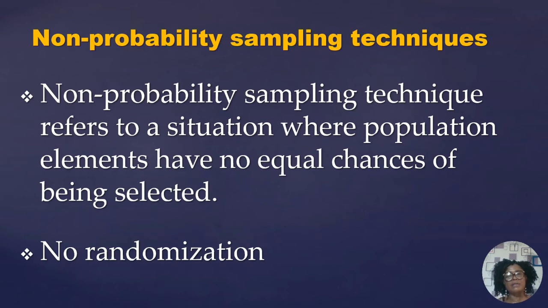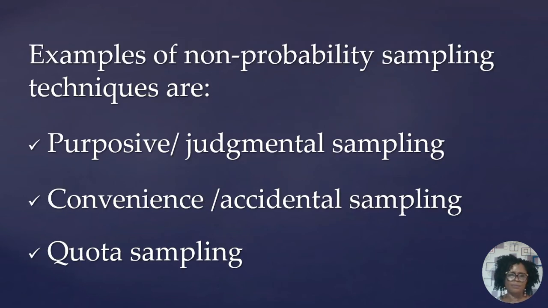That's why it's a matter of preference. You can make a preference. You are biased. You can choose the ones that are very close unconsciously. So there's no randomization. Randomization is the beauty of probability sampling, a simple random technique. You have to randomize in picking. But in this one, no randomization.